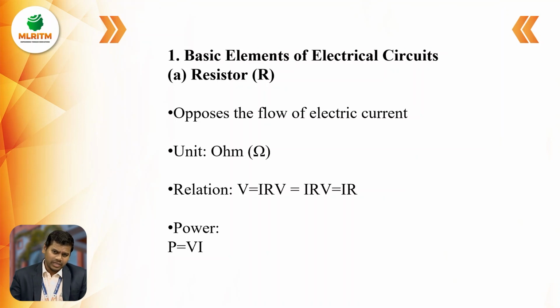The basic Ohm's law statement is that the current flowing through a circuit is directly proportional to the applied voltage at a particular temperature. So I is directly proportional to V, into 1 by R. So I is equal to V by R.